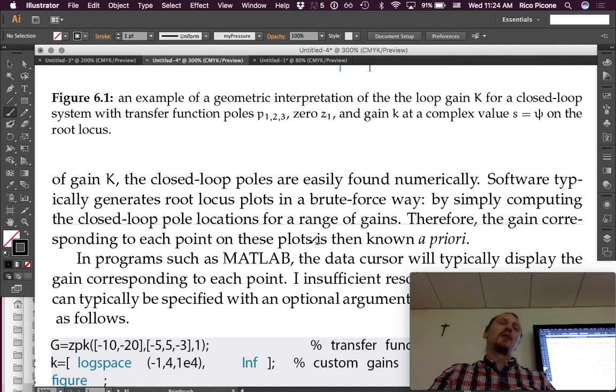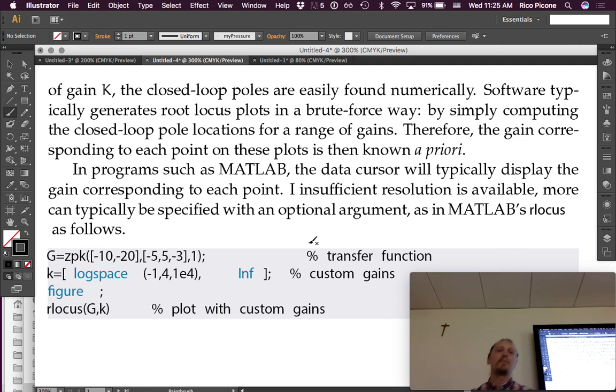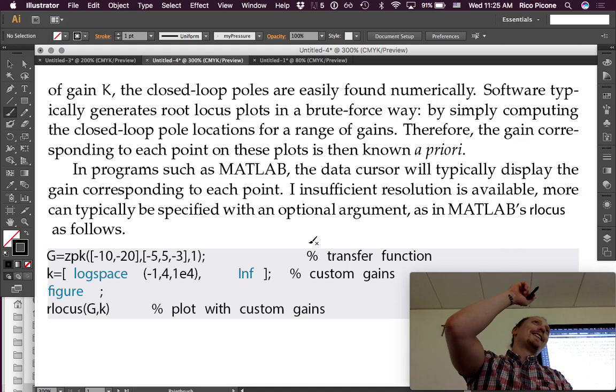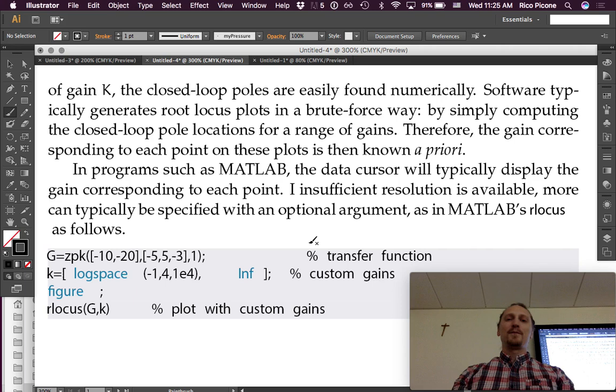Therefore, the gain corresponding to each point of these plots is known a priori. They chose a gain to find the closed loop pole, so they know for each closed loop pole what the gain is associated with that, because that's what they started with. So in programs such as MATLAB, the data cursor will typically display the gain corresponding to each point. If you just click on the root locus, it'll tell you what the gain is associated with that point, which is pretty nice. It also shows you some other information that we're going to talk about.